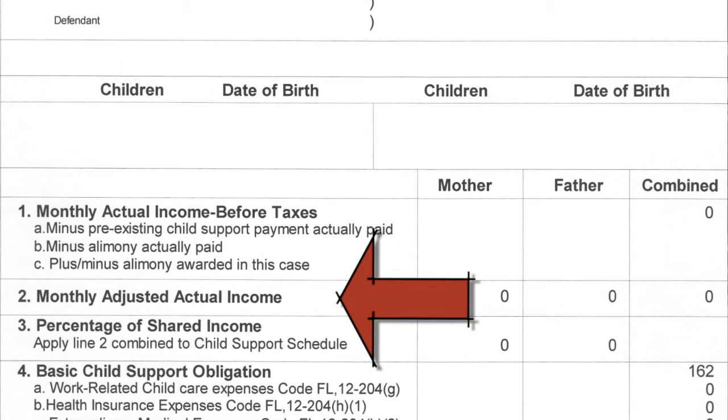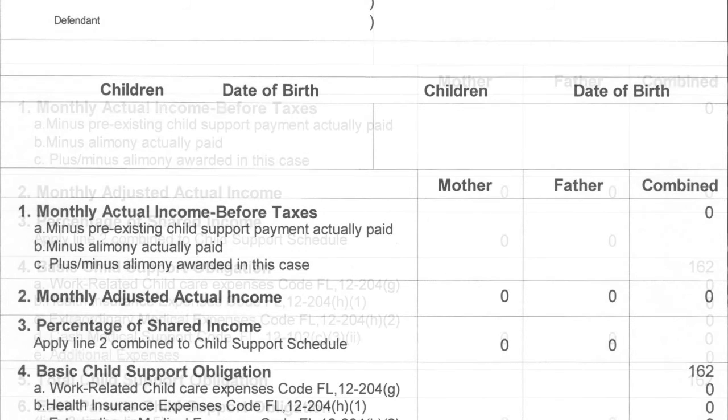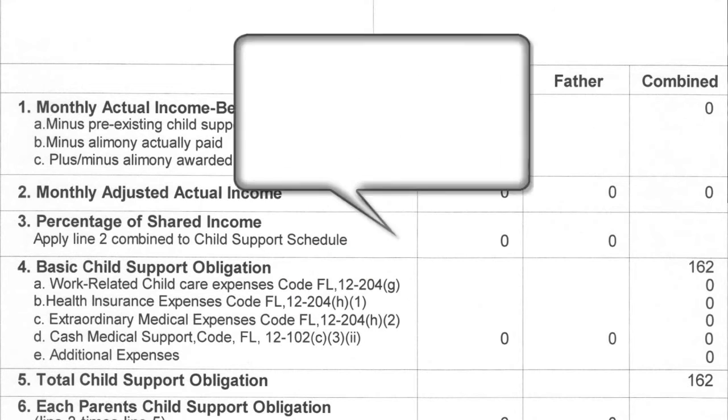Based on that, we can then figure out the percentage of shared income where we add up mom and dad's monthly adjusted actual income. And then we simply figure out the percentage of who's responsible for what part of that whole. Then, based off of a table, we come up with a basic child support obligation. Based off of that, we come up with the adjusted basic child support obligation, which is basically the obligation multiplied by 1.5 if we're talking about a joint custody scenario.